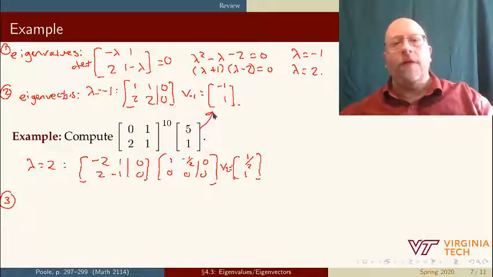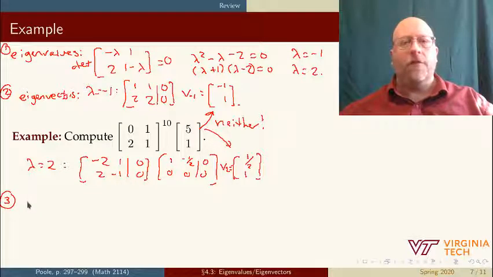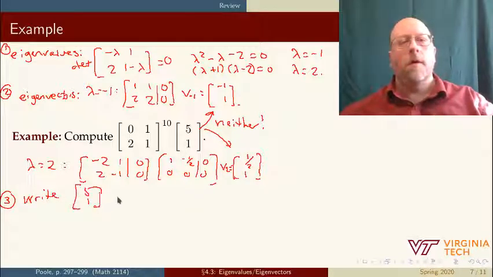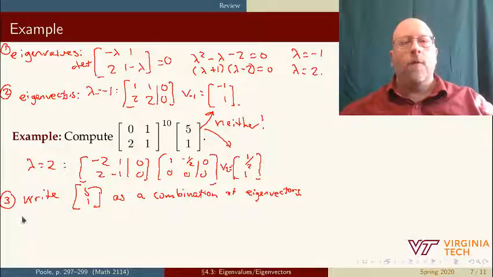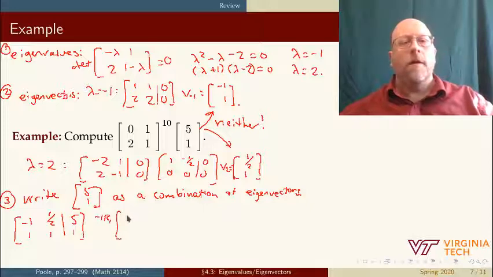This is neither of the two eigenvectors. But it is a combination of those two eigenvectors. We can find that combination by solving this system. -1, 1, 1/2, 1 gives me 5, 1. Multiply the top row by -1. Gives me 1, -1, half, -5, 1, 1, 1.